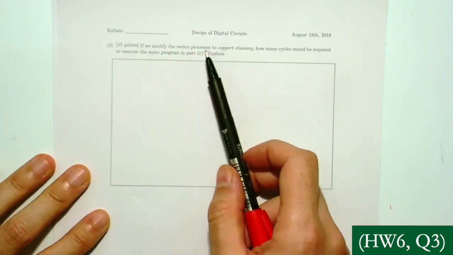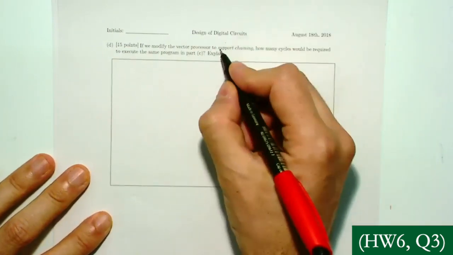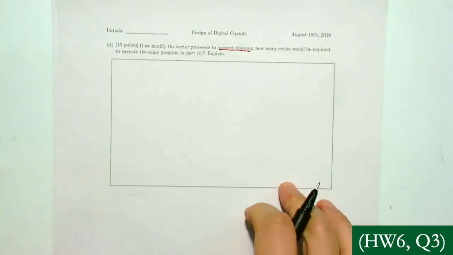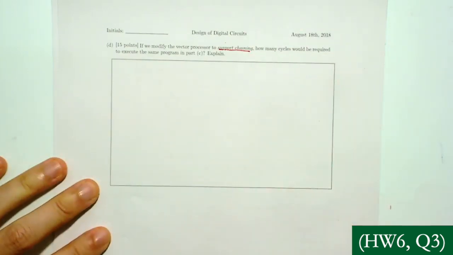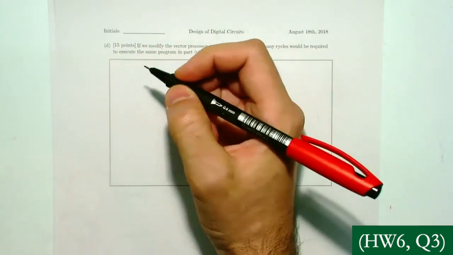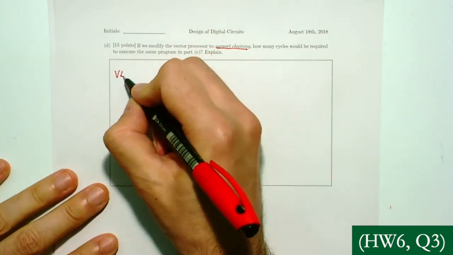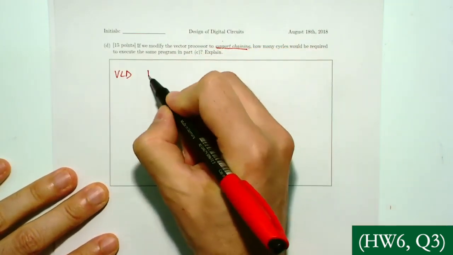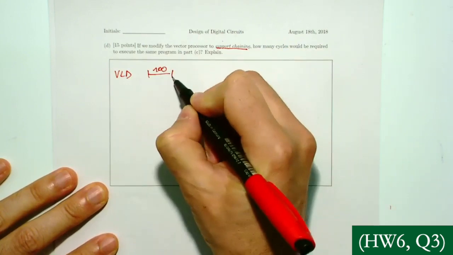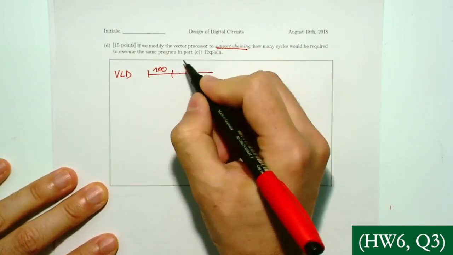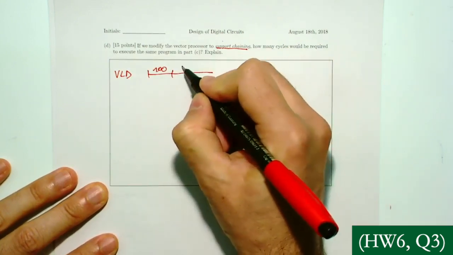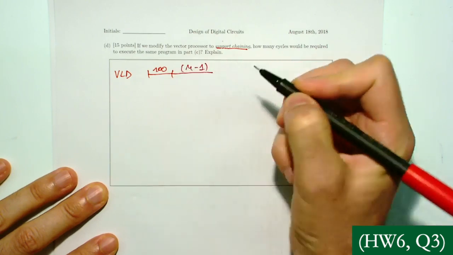So if we modify the ETH processor to support chaining, so now we support chaining. Again, it's the same code, right? So we have the load first. We have 100 plus n minus 1.